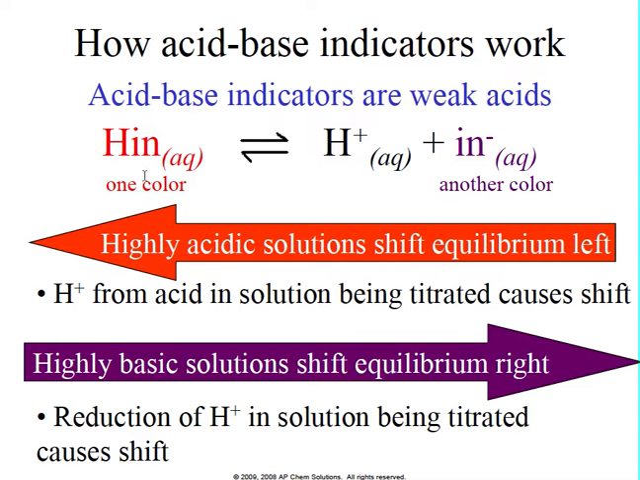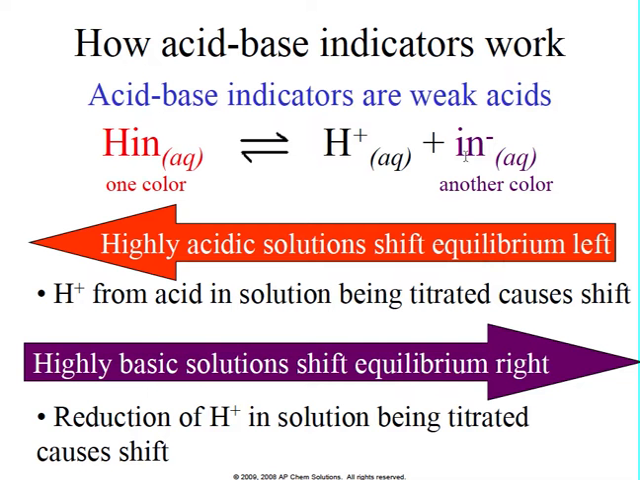In an indicator, it is one color. But when we pull that H off, it will change to a different color. So an acid-base indicator will be an acidic solution that is one color. Then as you basify it, it will change into another color.